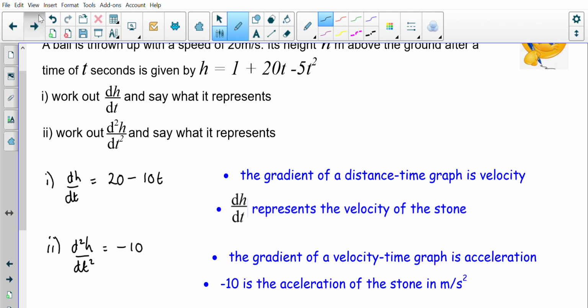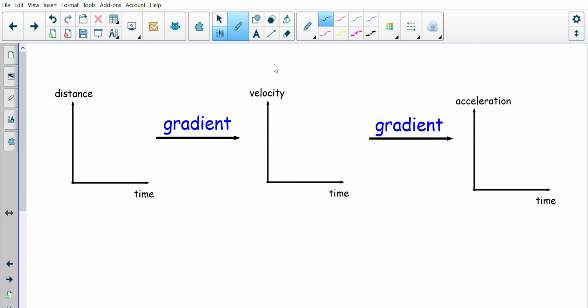So if we go back to our distance time graph, so this could be our h and our t. The gradient of that is the velocity time graph. So for the gradient of the distance time graph, we're finding dh by dt, so that gives us the velocity. Once we've got our velocity against time graph, the gradient of that, which is d2h by dt squared, gives us the acceleration.